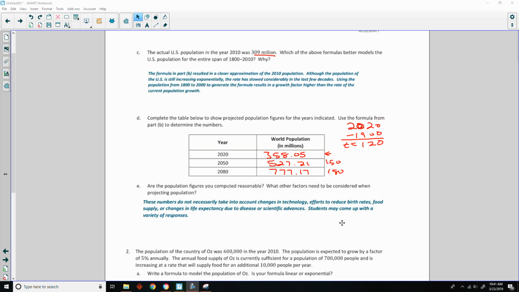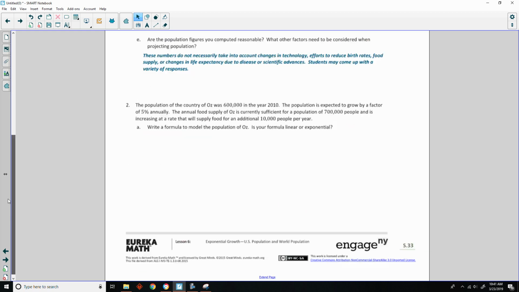Okay, these numbers do not necessarily take into account changes in technology, efforts to reduce birth rates, food supply, or changes in life expectancy due to disease or scientific advances. Students may come up with a variety of responses. So there's many other possible reasons for this. Okay, we could have a major catastrophe or something like that.